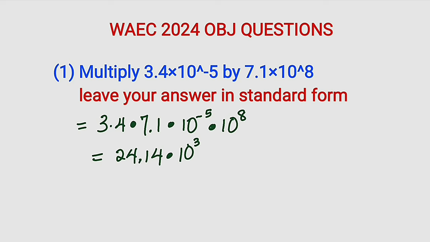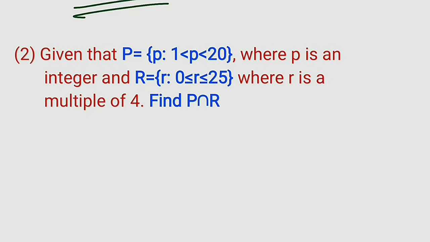So we have to shift this decimal point backward. So this becomes 2.414, then multiplied by 10 to the power of 4, because we have shifted the decimal point backward one time. So therefore, we have to increase this. And hence, this is the answer to the first question. Let us move on to question number 2.